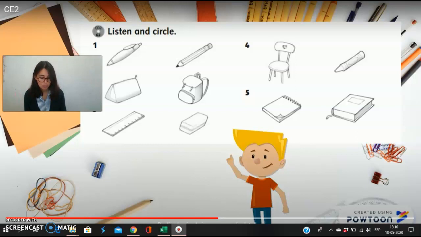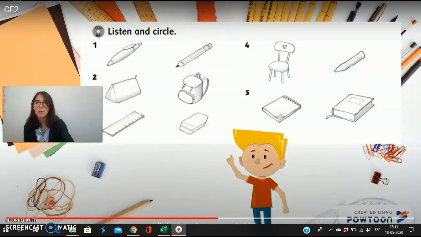So, number 1. 3, 2, 1. Number 1, circle or draw, or dibujar. Pencil. Which one is the pencil here? We have 2 options. Which one is the pencil? The pencil is... good. Number 2. Let's move on to number 2.